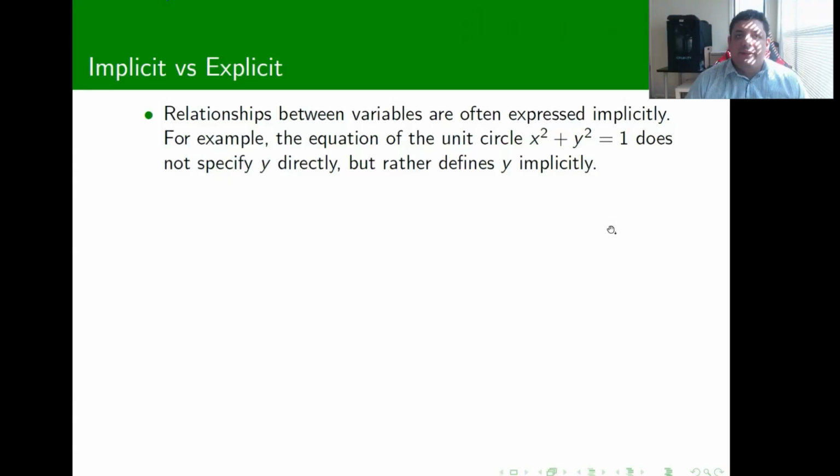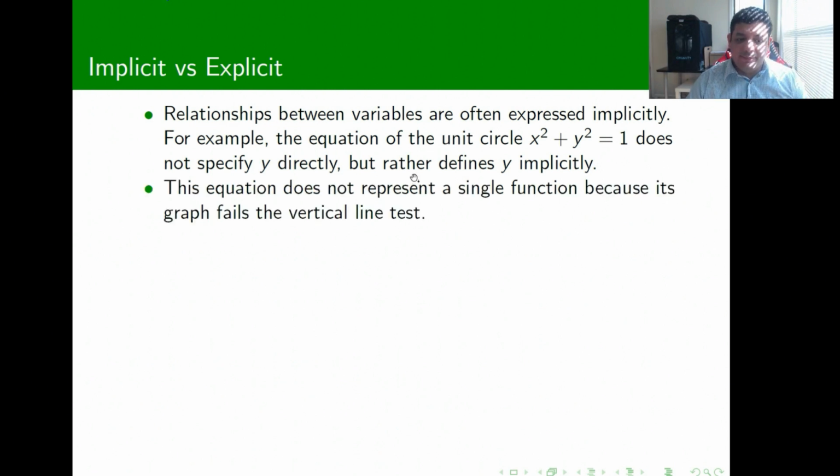So first, let's talk about what is the difference between implicit and explicit. We have many relationships between variables that are expressed implicitly. For example, if we have the equation of the circle, which is given by x squared plus y squared equals 1, that's not specifying the value of y directly, but is defining y implicitly. There's not an expression y in terms of x. Now, this equation does not represent a single function because the graph will fail the vertical line test.